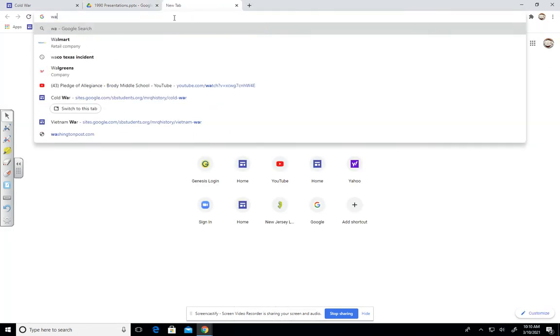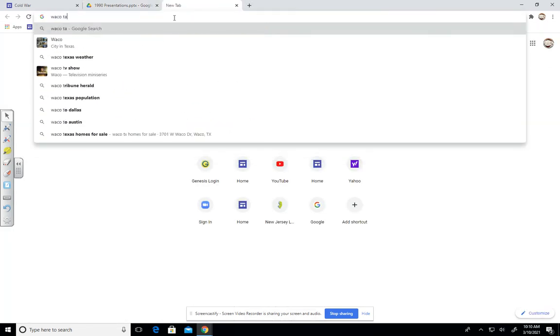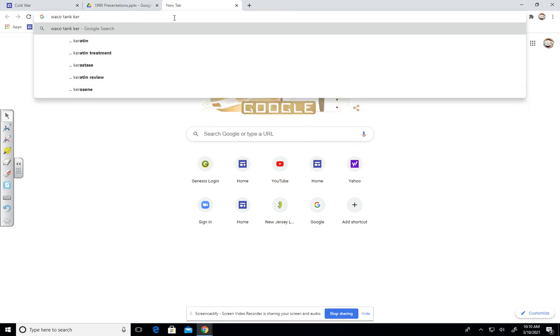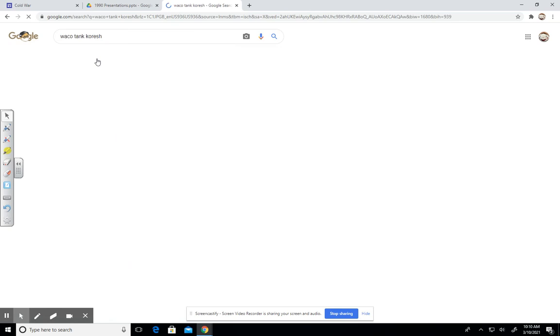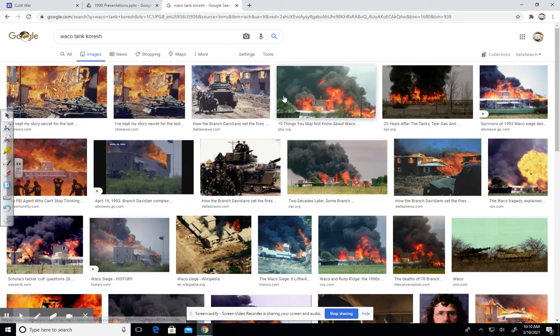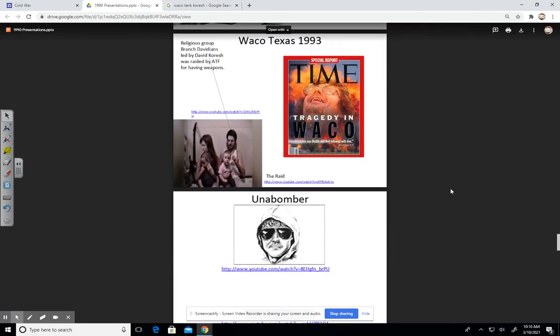Let's do a search. Here we go. I know I'm spelling this really badly. The Waco tragedy. So there you go. We see the compound on fire, the use of a tank. So really what's about to become use of law enforcement and using military tactics.